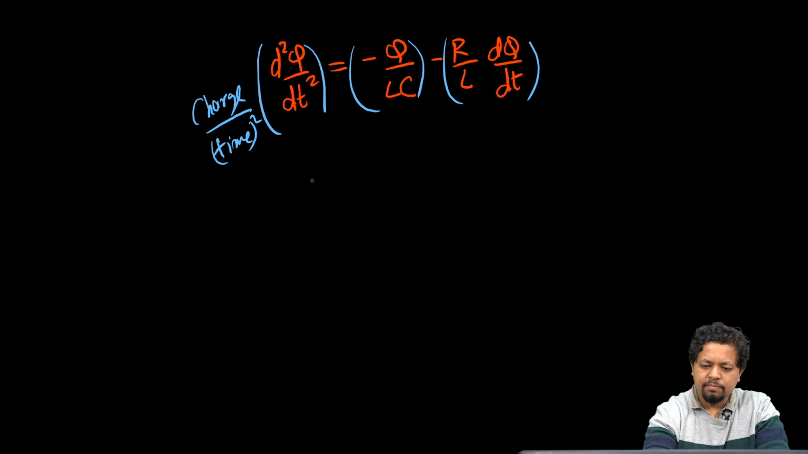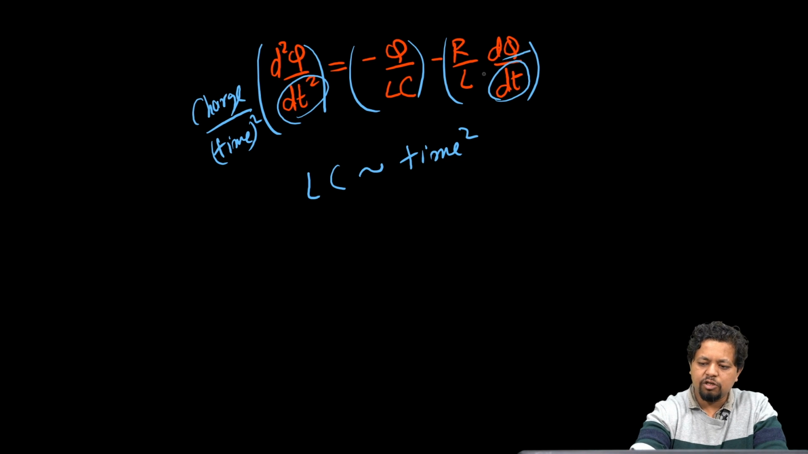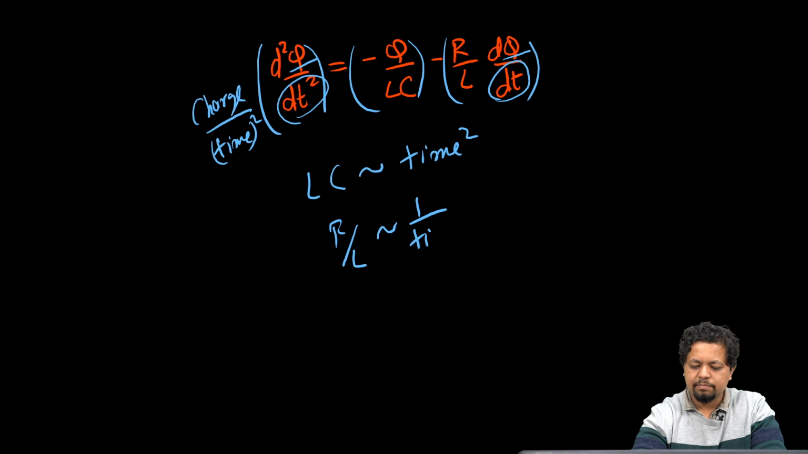and that tells me that LC must have dimensions of time square. And similarly here, I see there is one time present here, there are two here, there is q in the numerator, there is another q in the numerator, so one time dimension will cancel out, so I must have that R by L should have dimensions of 1 over time.